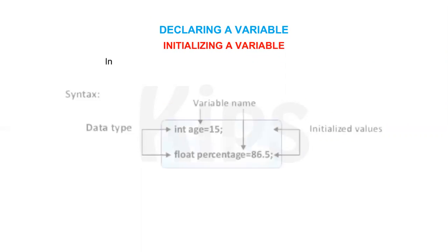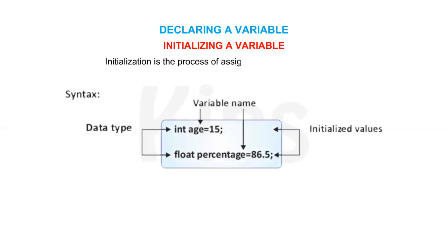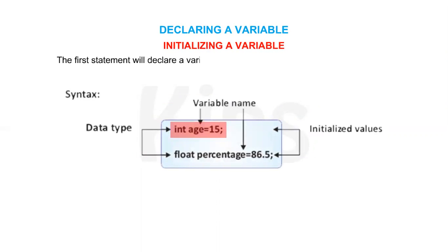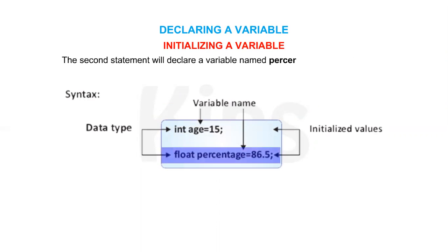Initializing a variable. Initialization is the process of assigning a value to a variable. Let us know more. Variables are categorized into local variables and global variables. The first statement will declare a variable named age of type int and initialize it with a value of 15. The second statement will declare a variable named percentage of type float and initialize it with a value of 86.5.